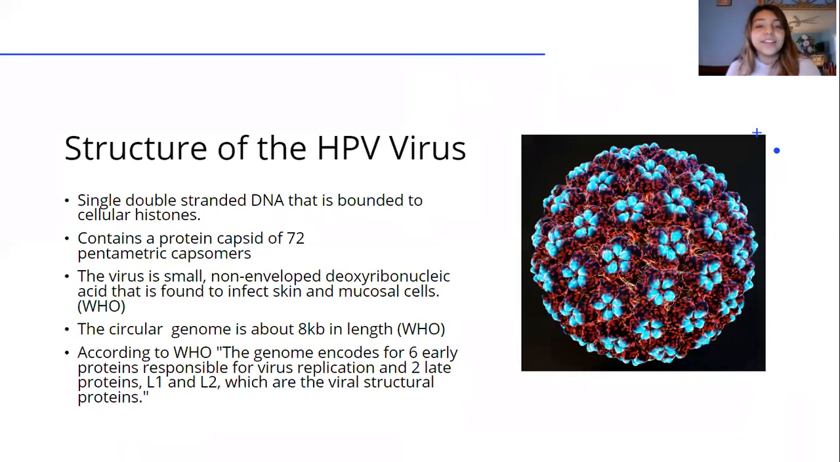But yeah, so the HPV virus is a single double-stranded DNA that is bonded to cellular histones, contains a protein capsid of 72 pentameric capsomers. The virus is small and non-enveloped. Its deoxyribonucleic acid is also found to infect skin and mucosal cells. The circular genome is about 8 kb in length. And according to the WHO, the genome encodes for 6 early proteins responsible for virus replication and 2 late proteins, L1 and L2, which are the viral structural proteins.